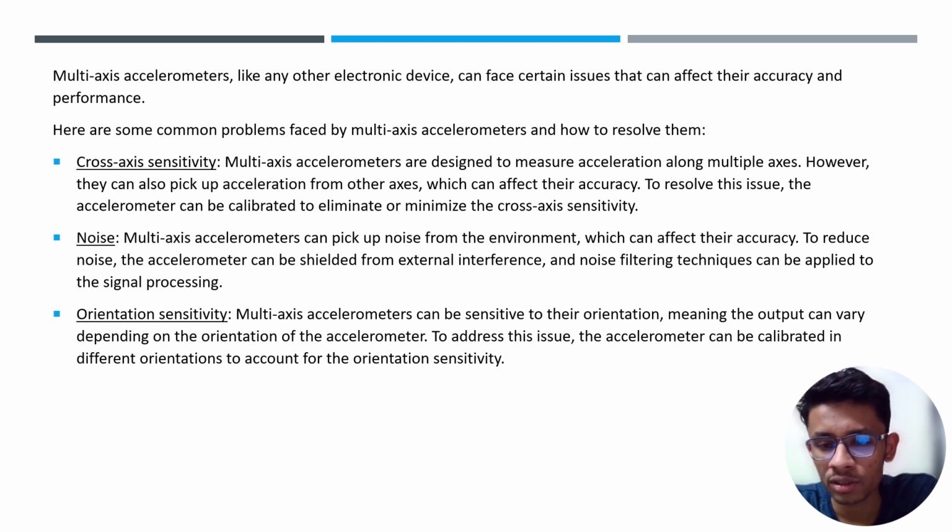Multi-axis accelerometers can also be sensitive to their orientation, leading to varied output based on their positioning. To tackle this problem, the accelerometers can be calibrated in multiple orientations to account for this orientation sensitivity.